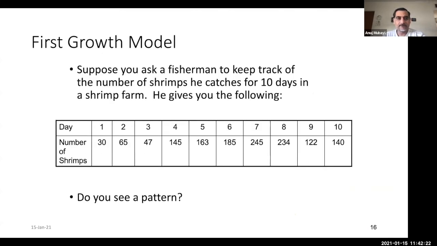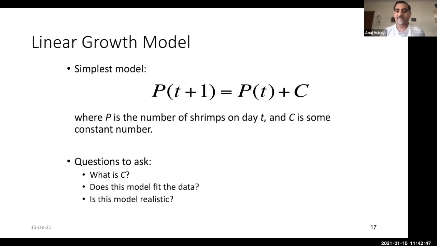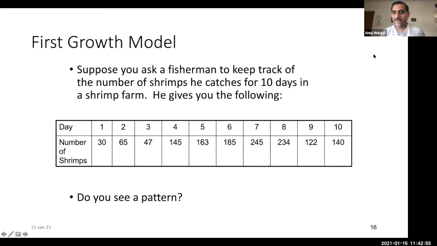Okay, so just to go through a very simple application. Suppose there is a fisherman who catches shrimp over 10 days and he gives this data: first day 30 shrimp, second day 65 shrimp, and so on. It's a cumulative number, the total shrimp in 10 days. How can we capture this pattern? If I want to know what he will catch on the 11th or 12th day, how will we know?